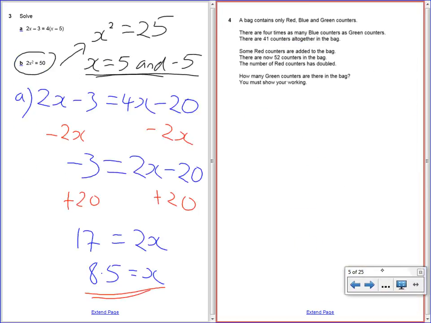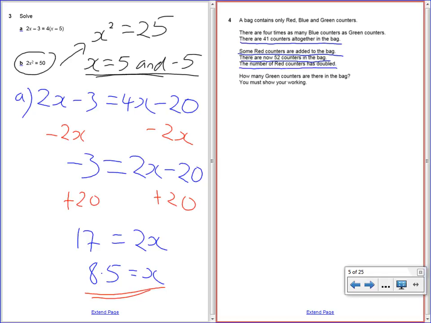Number 4 looks like a probability question, but it's not actually asking you to work out any probabilities. It's more of a problem-solving wordy problem. So, key thing to realise here, originally there's blue and green counters in the bag and red, and there were 41 counters originally. And then some red counters are added. And when those counters are added, we end up with 52 counters in the bag. And the number of red counters when that happens doubles.